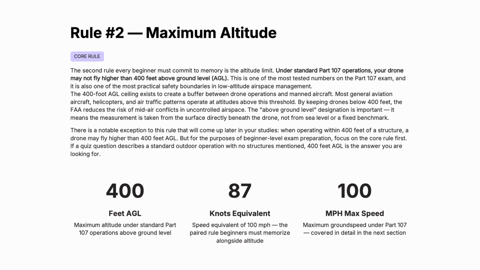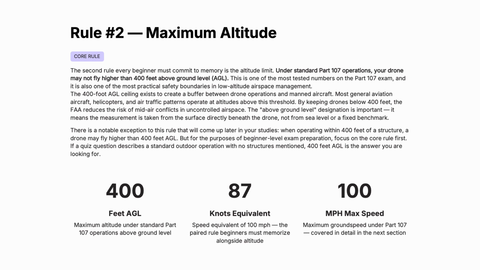Rule number 2, maximum altitude. This is one of the most heavily tested numbers on the entire exam. You cannot exceed 400 feet above ground level. Under standard Part 107 operations, that is your ceiling.